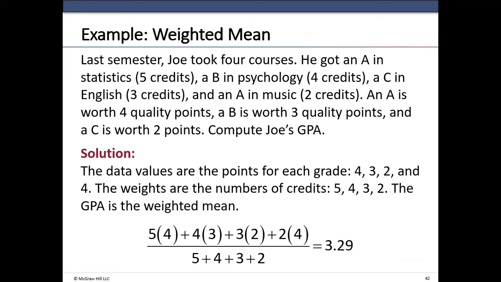Now I press the stat button, highlight calc on the top row, then number 1. My list is L1, my frequency is L2. I calculate. And the weighted mean is 3.2857, which they have rounded to 3.29. That's how your GPA is calculated.